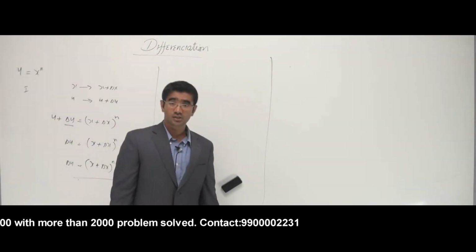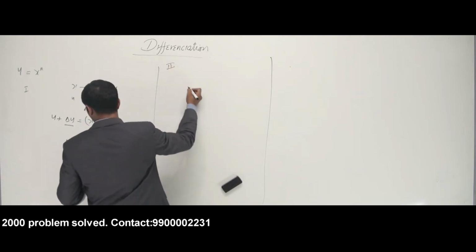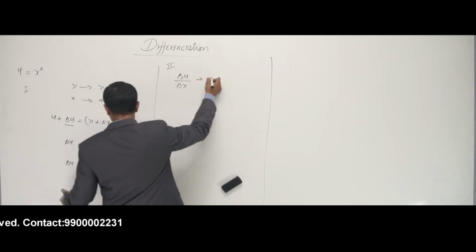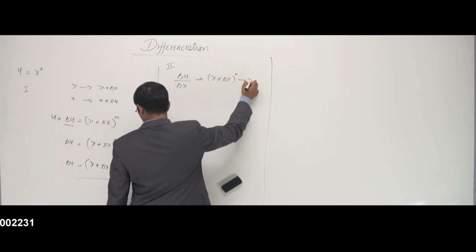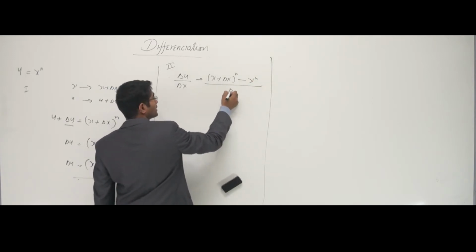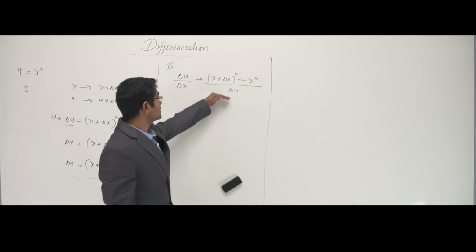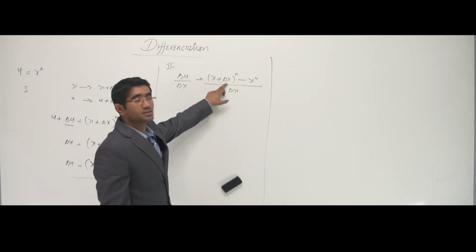Right, the next stage is to divide both the sides by delta x. Let's go ahead with that. In the second stage, I divide delta y by delta x on the left hand side, and on the right I take x plus delta x to the whole power n minus x power n, the whole thing divided by delta x. Now that's my second stage. Now the question is, can I cancel delta x in the denominator? No, I can't, because I cannot cancel this guy with this.